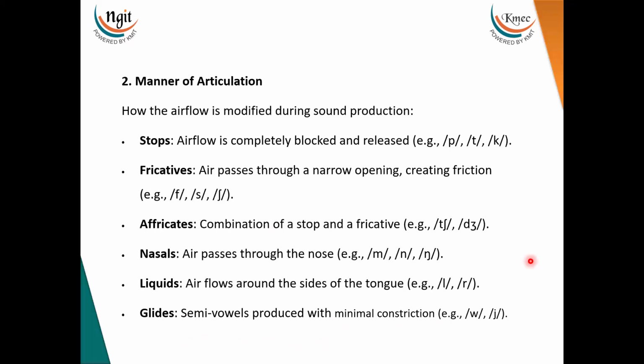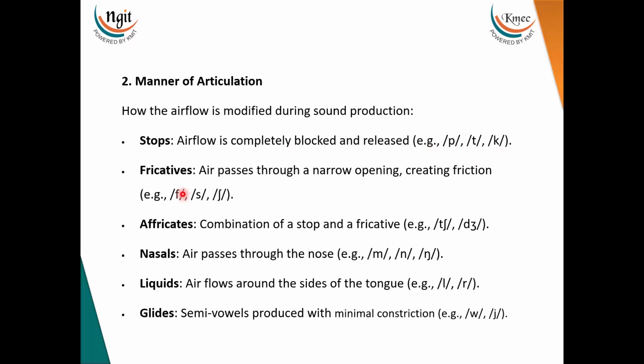Next, manner of articulation. Manner of articulation is how the airflow is modified during sound production. The first one is stops, sometimes also called plosives. With stops or plosives, the airflow is completely blocked and released. For example, let us consider the word tap. When you say this, the airflow is blocked and released, right?